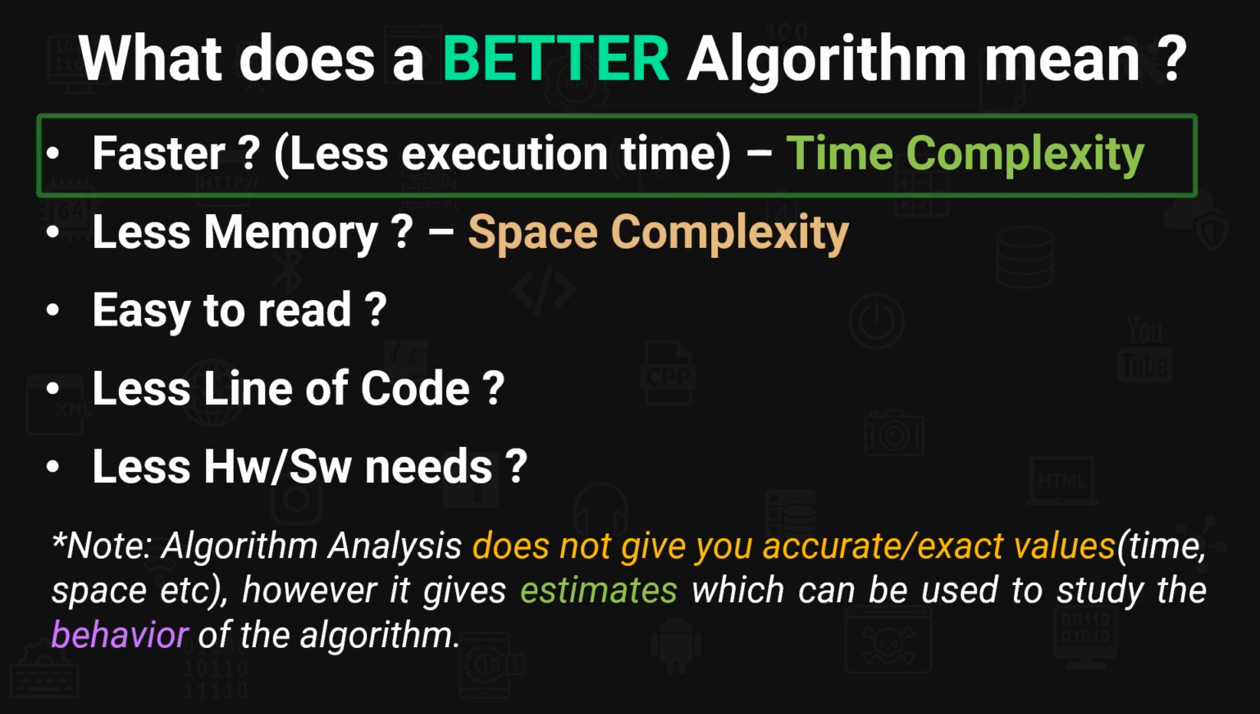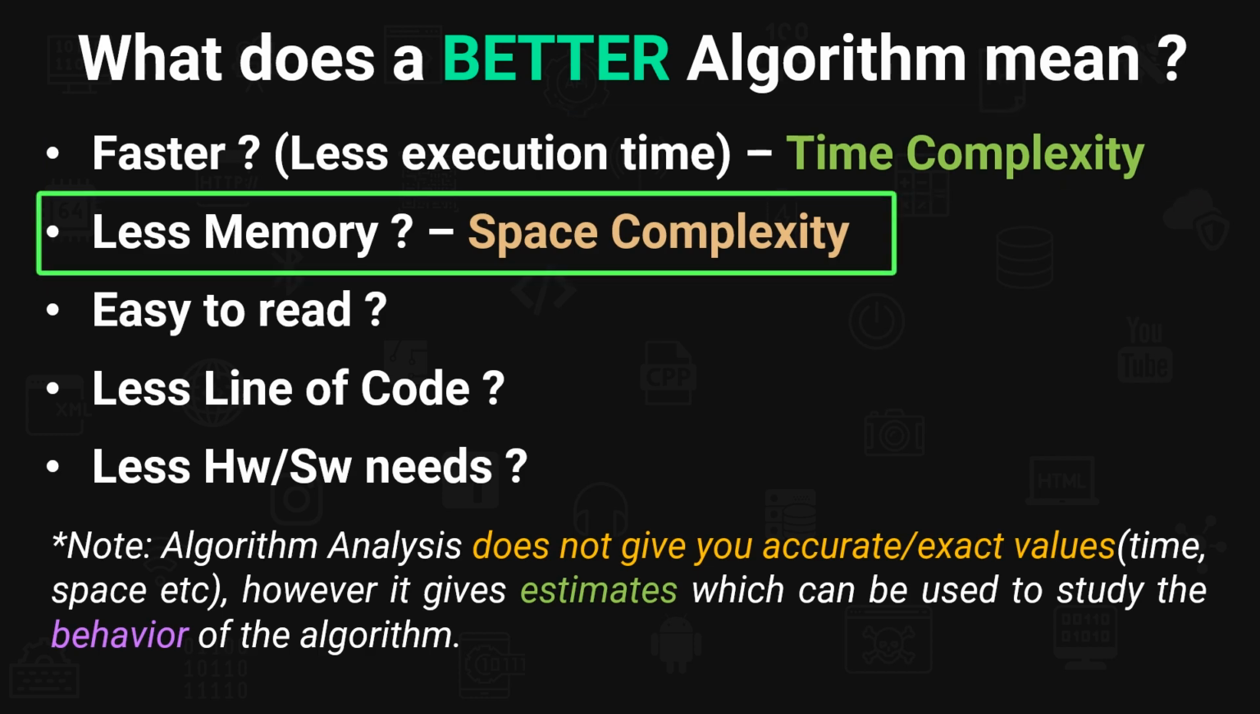Does it mean it is faster, which means it requires less execution time? And that's basically time complexity, right? So we're also going to talk about time complexity more when we go to big O notation in this video. Just hold on. Now another criteria can be less memory. Is your algorithm taking up less memory compared to some other algorithm doing the same thing? So that is dealing with space complexity.